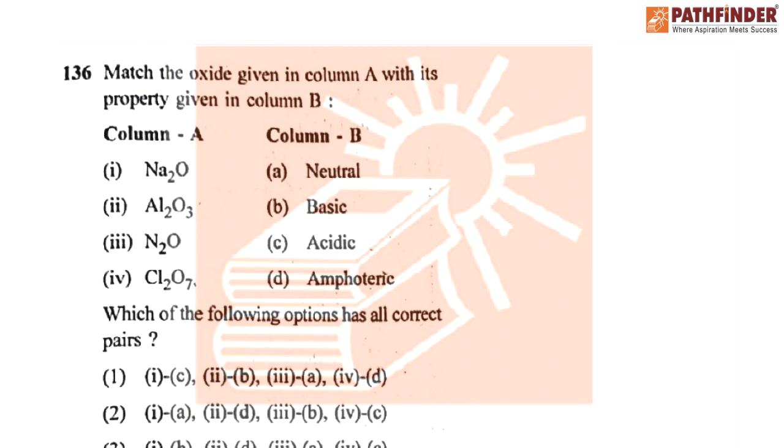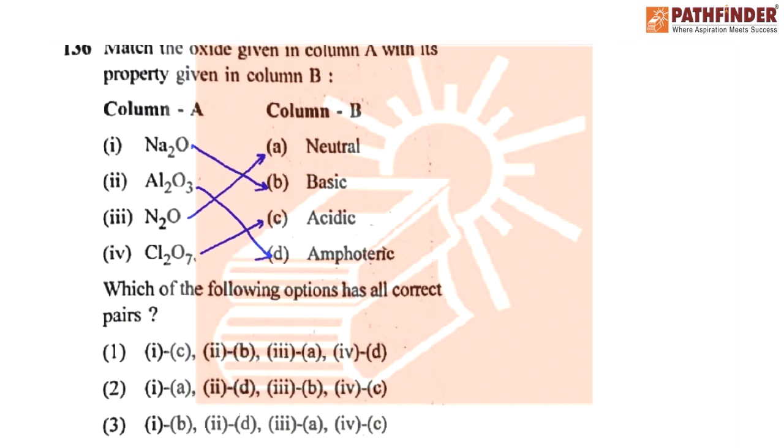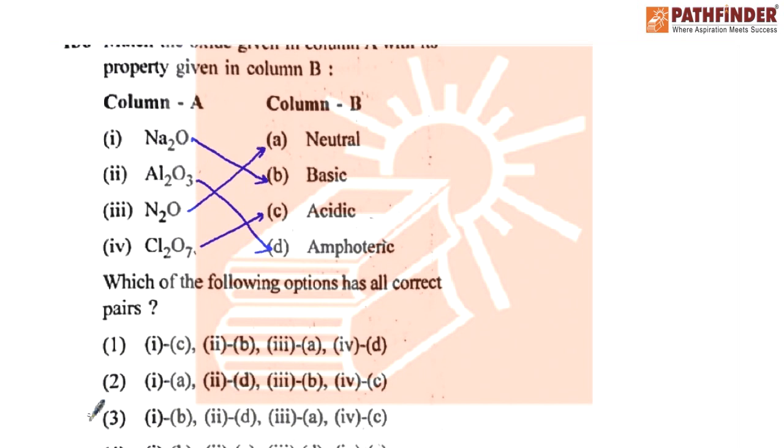Yes, dear students, see that a very simple match the following is given. Na2O, we all know, will be basic in nature. Al2O3 is a very famous amphoteric oxide. N2O is a neutral oxide and Cl2O7 is an acidic oxide. So the answer is very simple. It will be option number 3. Okay, let's move on to the next question.